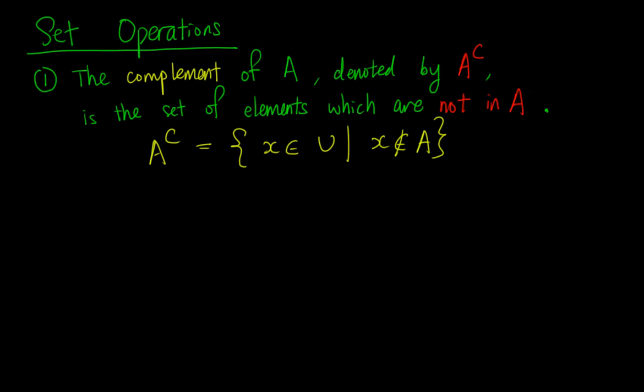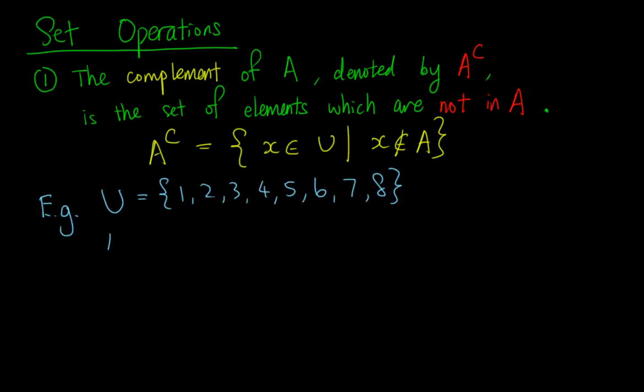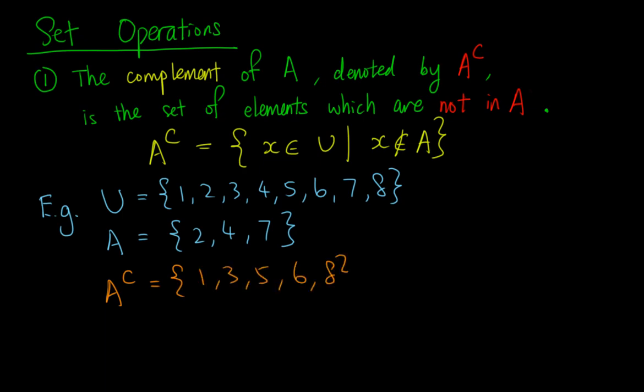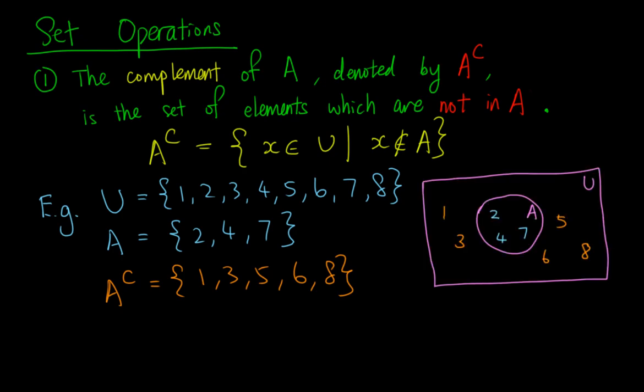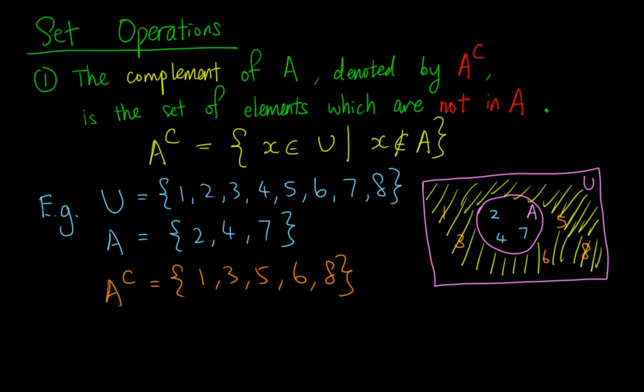Let's consider an example. If U is the set of numbers from 1 to 8, and A is the set 2, 4, and 7, then A complement is the rest of the elements in U, namely 1, 3, 5, 6, and 8. In a Venn diagram, the complement of A is simply the region inside the rectangle, but outside the circle.